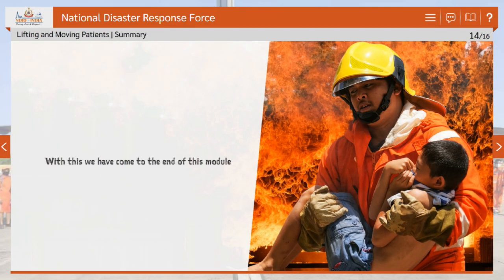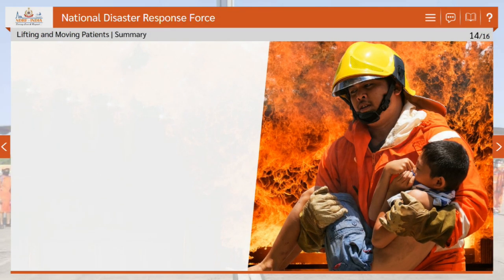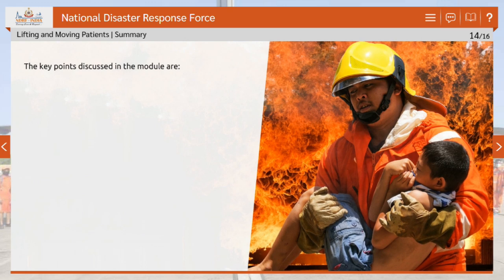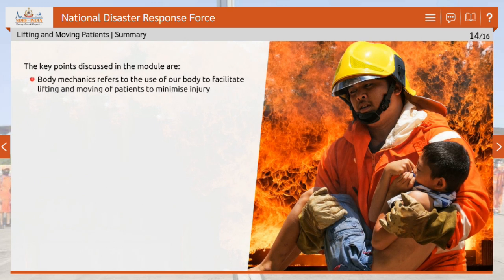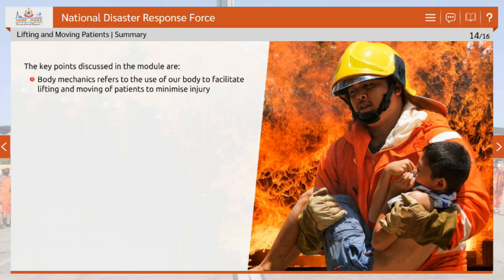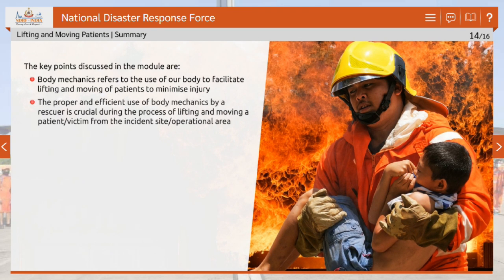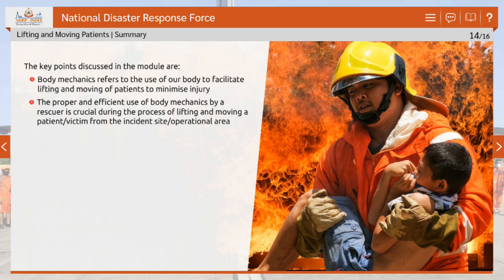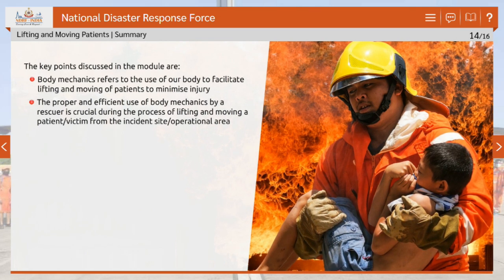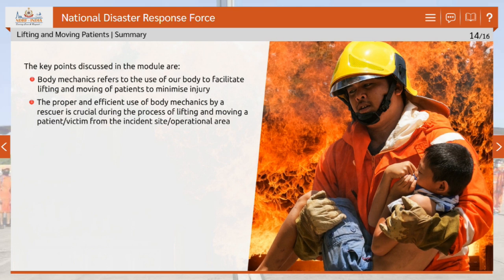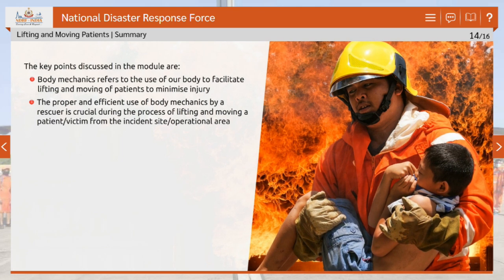With this, we have come to the end of this module. The key points discussed in this module are: Body mechanics refers to the use of our body to facilitate lifting and moving of patients to minimize injury. The proper and efficient use of body mechanics by a rescuer is crucial during the process of lifting and moving a patient or victim from the incident site or operational area.